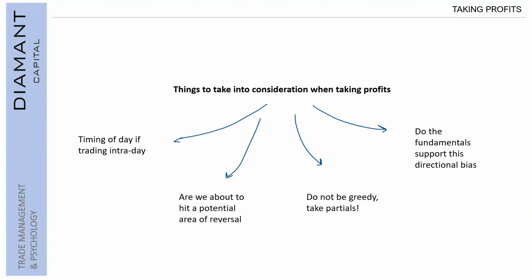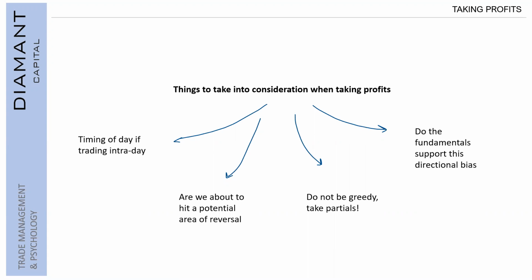So if you've entered, for example, in London session and your trade is going well, and you're approaching a point of interest for potential reversal at the end of the day, and you know that London session is over around 4 o'clock, and then the rest of New York is still going on. If you know the end of the day is coming, consider taking profits, or at least a good amount as well. So are we about to hit a potential area of reversal? Do not be greedy, take partials. This is one lesson you have to learn for funded accounts especially.